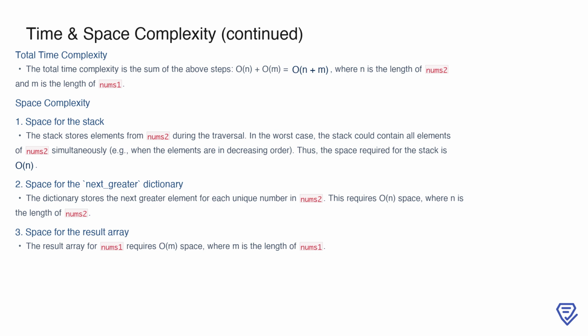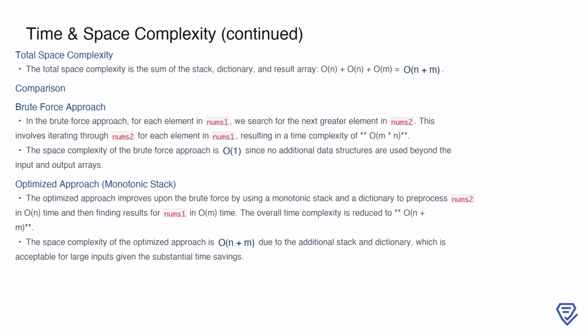The next_greater dictionary, which stores the next greater element for each unique number in nums2, also requires O(n) space. Finally, the result array, which holds the output for nums1, takes O(m) space since it matches the size of nums1. These three components together determine the space complexity of the solution. Adding up the contributions from the stack, the dictionary, and the result array, the total space complexity of the solution is O(n + m).